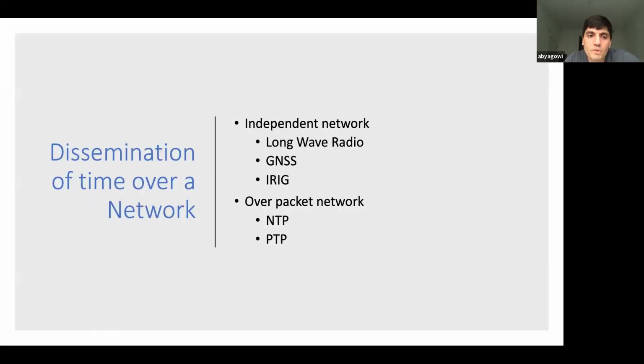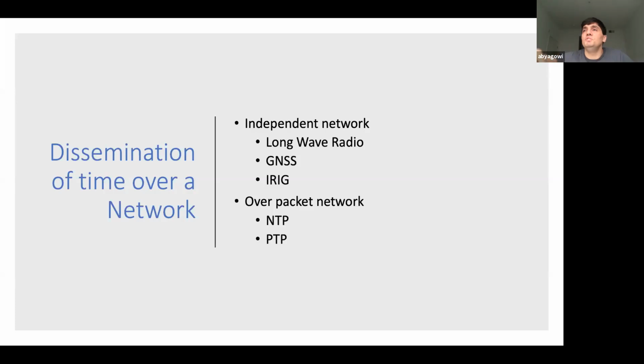You can disseminate this time in a network, with a separate connection, like how we have it in long wave radios, where you have clocks that can synchronize with some specific frequency, or you have GPS or GNSS, more generally, or systems called IRIG-B, where you set a clock in your entire network and then disseminate time over it. Every one of these systems comes with its own challenges. For example, in IRIG-B, the length of the cable matters, because the speed of light is now important if you're dealing with nanoseconds.